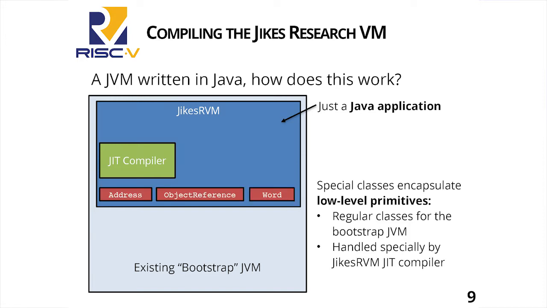But of course, these components actually have to perform low-level operations on memory that are not supported in a Java runtime system. So the way this works in Jikes is that it supports special low-level primitives, like, for example, pointers or object references, which from the view of the application are just regular Java classes. But when they're encountered by Jikes' JIT compiler, they will actually be translated to the real operations on memory.